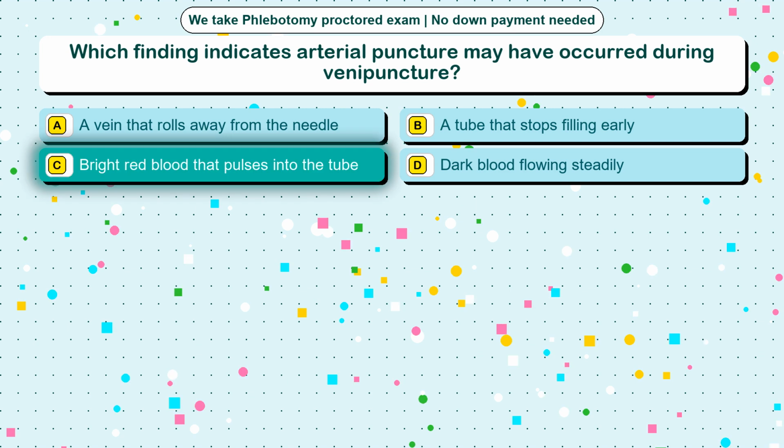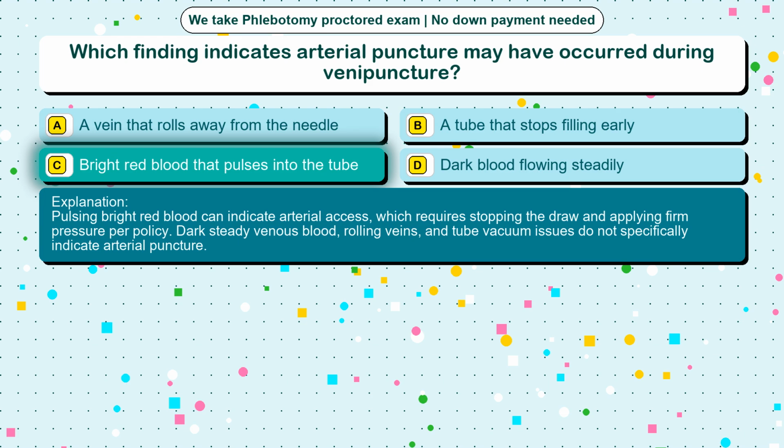The correct answer is option C. Bright red blood that pulses into the tube. Pulsing bright red blood can indicate arterial access, which requires stopping the draw and applying firm pressure per policy. Dark steady venous blood, rolling veins, and tube vacuum issues do not specifically indicate arterial puncture.